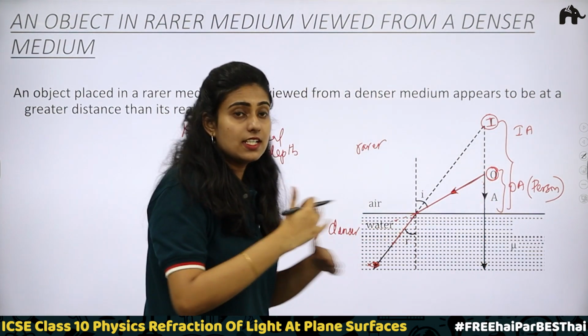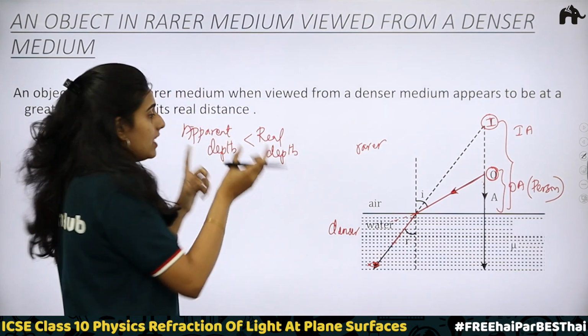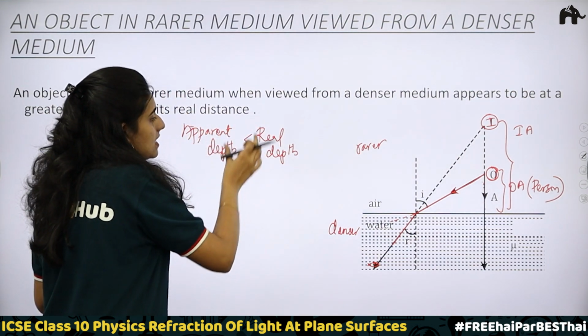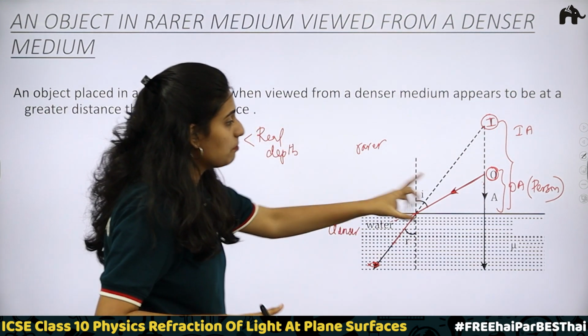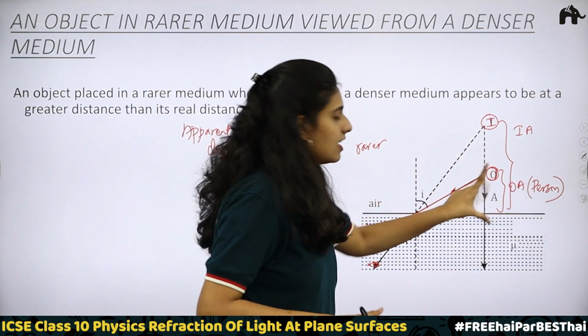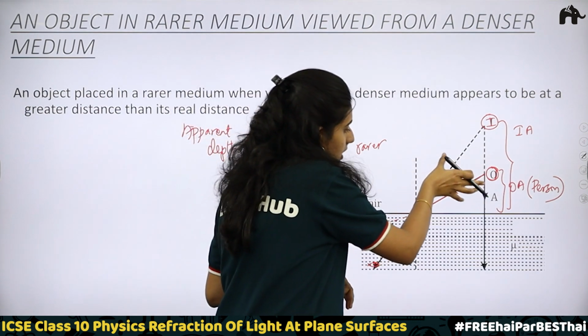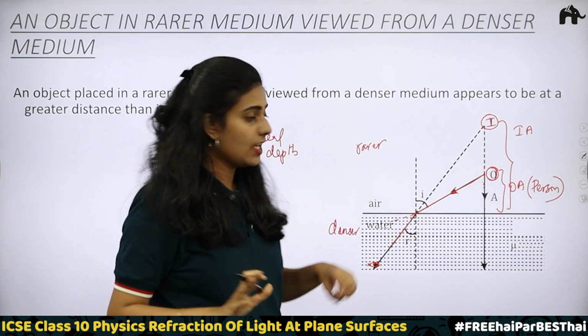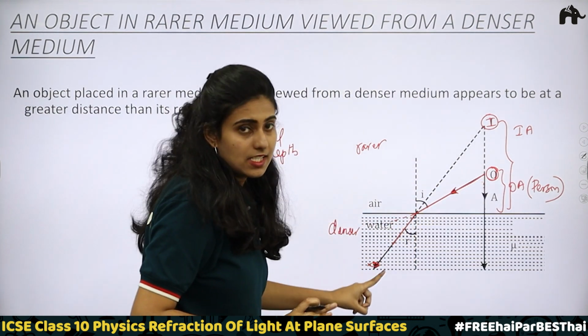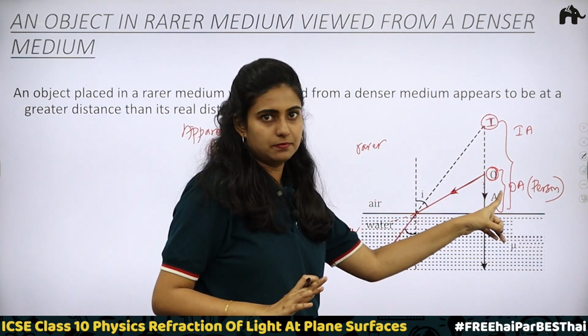Clear? So this is just the reverse case. In the first case, the apparent depth you were getting was less than the real depth. In this case, the apparent height is greater than the real height. Here the light rays are coming from a rarer medium to a denser medium, and the observer is in the denser medium, while the object is in the rarer medium.